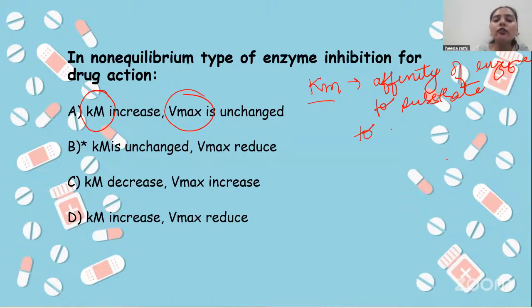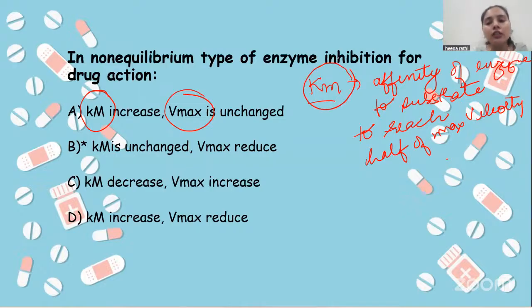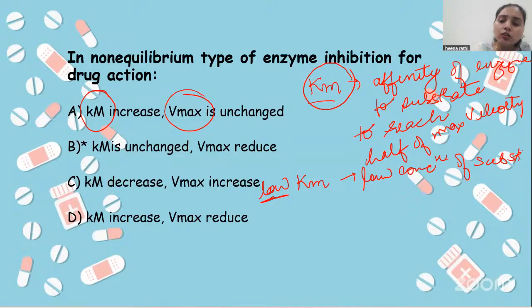To which level? To the level at which it reaches half of the maximum velocity. What does it mean? The Km is the affinity of the enzyme to the substrate. Suppose there is a low Km. It means it requires a low concentration of the substrate to reach half of the maximum velocity.